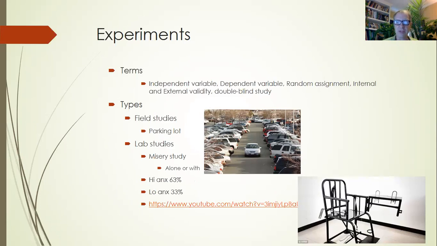The independent variable is what the researcher manipulates, and the dependent variable is what they sit back and witness and observe, to see if that independent variable had an impact on the dependent variable.